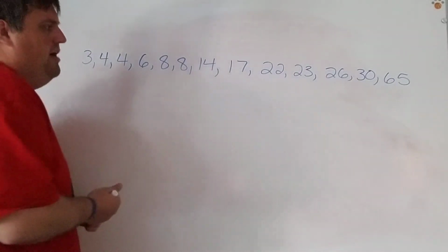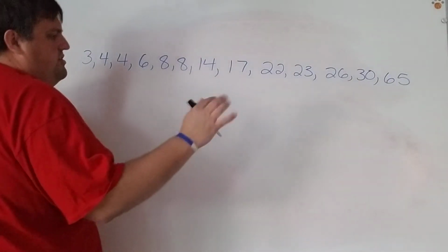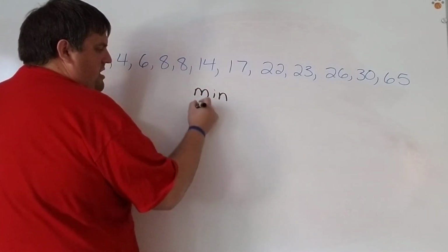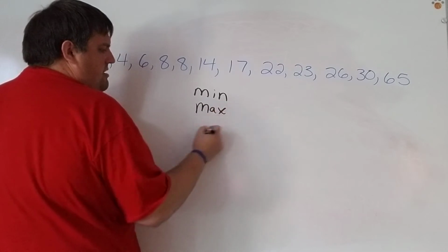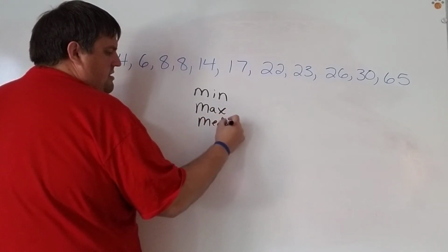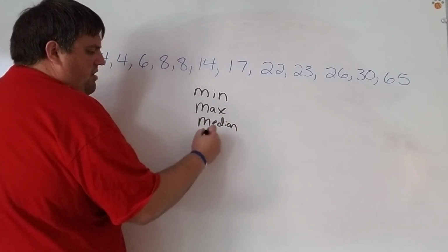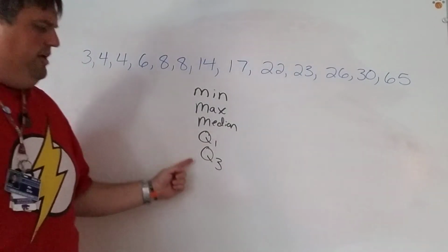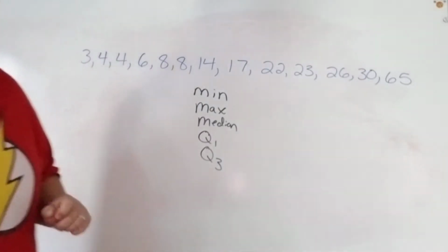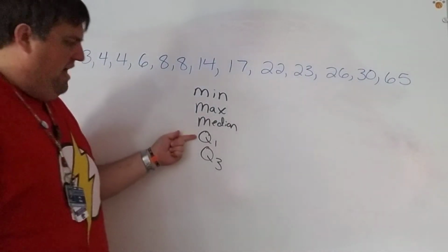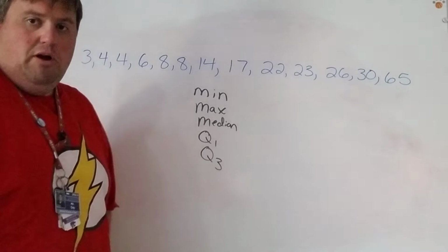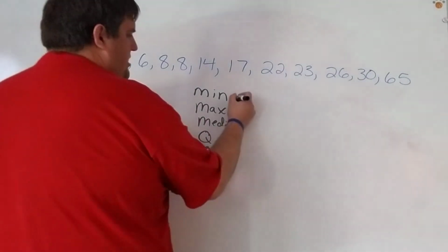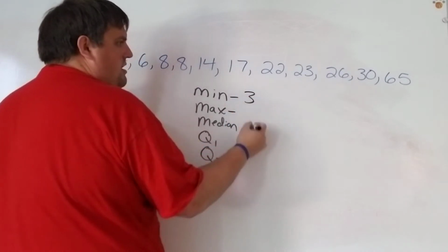And we're going to talk about how to set this up. All right, so there are 5 things you need to make a box and whisker plot. You need min, max, median, the Q1 and Q3. These are quartile 1 and quartile 3. And it's basically like where the 25% mark is and where the 75% mark is. And I'm going to show you. So min and max, those are easy. So this is 3, this is 65.